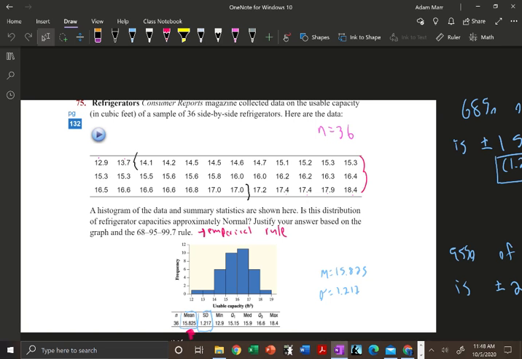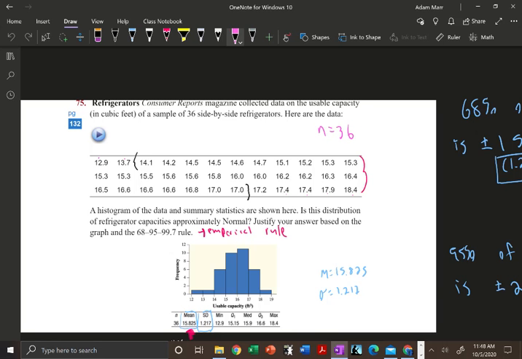Consumer Reports magazine collected data on the usable capacity in cubic feet of a sample of 36 side-by-side refrigerators. Here are the data. There's 36 right here, and we're talking about cubic feet, basically the volume or capacity of the refrigerator. A histogram of the data and summary statistics are shown here. Is this distribution of refrigerator capacity approximately normal? Justify your answer based on the graph and the 68, 95, 99.7 rule.